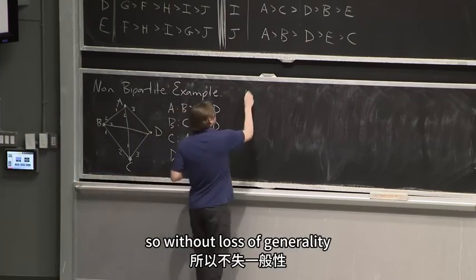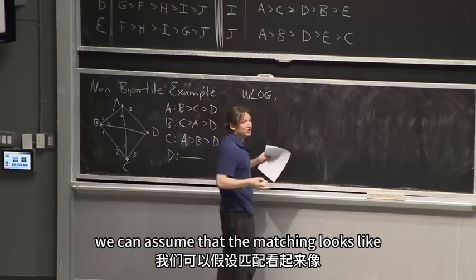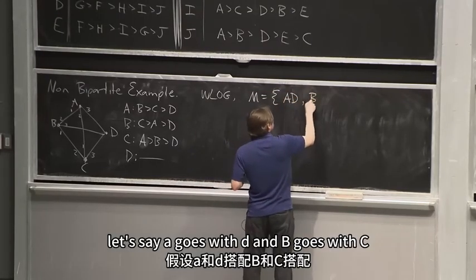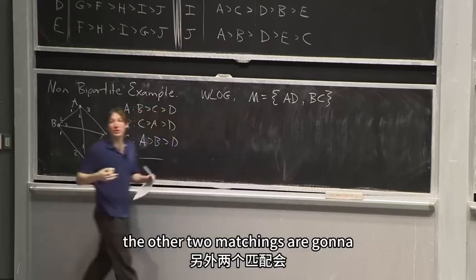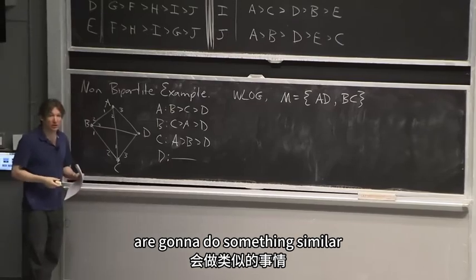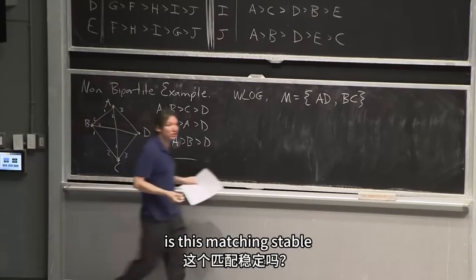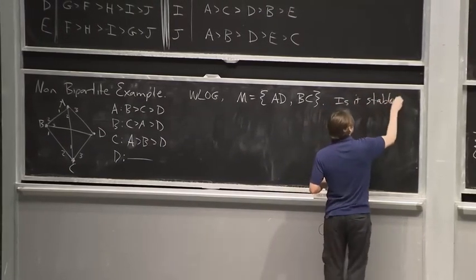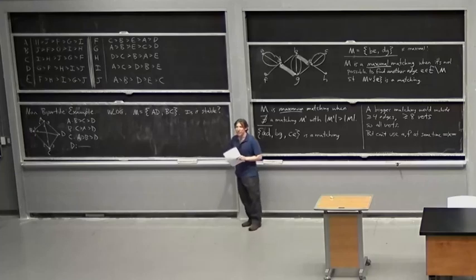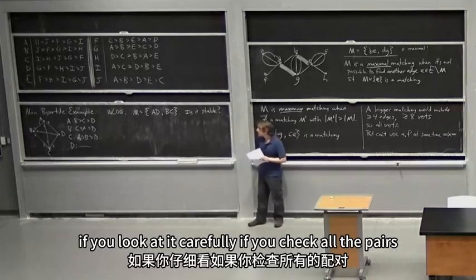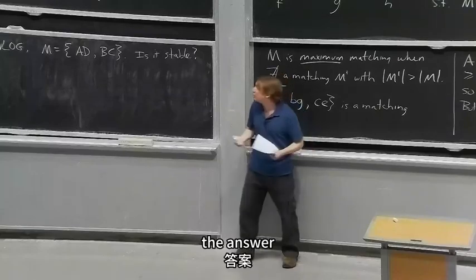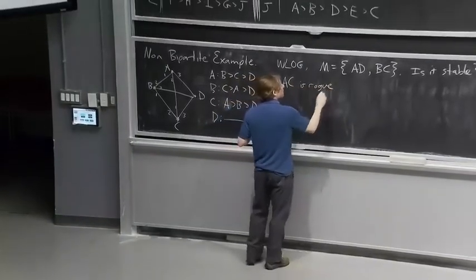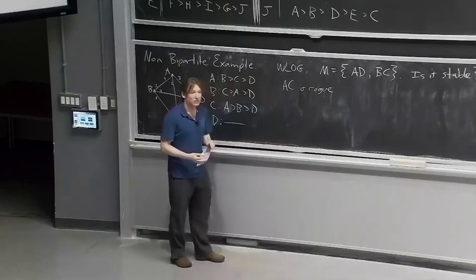So without loss of generality, we can assume that the matching looks like, let's say A goes with D and B goes with C. The other 2 matchings are going to do something similar. Is this matching stable? The answer, if you check all the pairs carefully, is that AC is rogue. According to that matching, AC is rogue.